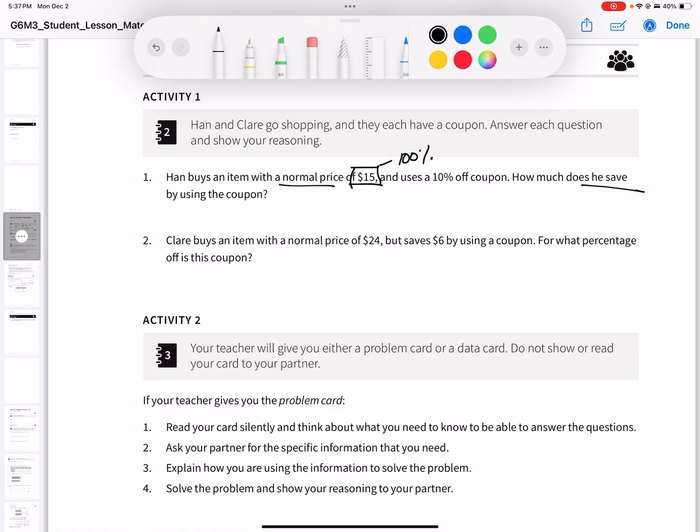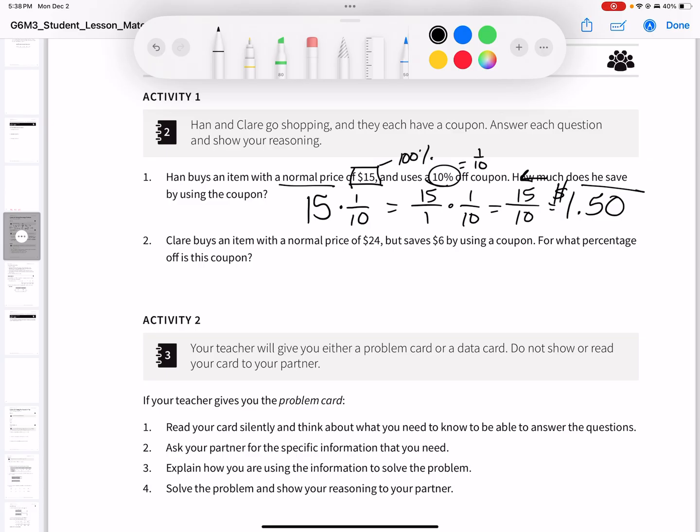So how much does he save? Not how much does he pay, but how much does he save? So we are really just asking, what is 10% of 15? So I know we do 15 times 1/10 because 10% is equal to 1/10. So that equals 15 over 1 times 1 over 10. I can cross reduce, or I can do it this way. It's 15/10, and I know when I divide by 10, I move the decimal over to the left once. So that's 1.5. But because we're talking about money, we're going to do $1.50.